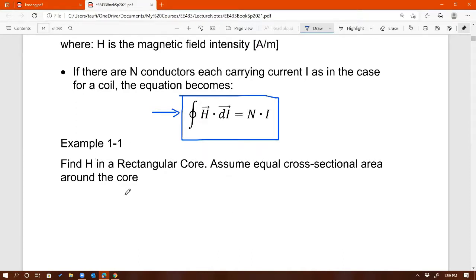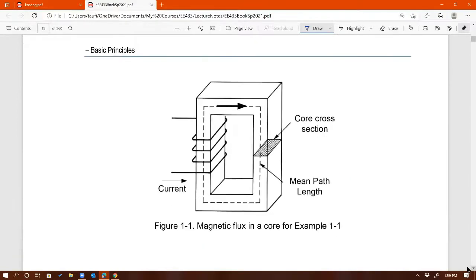Okay. Example 1, find H in a rectangular core, assuming equal cross-sectional area around the core. So that's what we have here. Now we have this coil that has n number of turns or windings, and we want to determine the field intensity around this loop. There are going to be many H values, so what we want to calculate here is pretty much the average field intensity around this loop. As you know from that equation, the further away the point of measurement is from the wire, the less the field, so that's something we need to keep in mind. So the field strength is stronger here than there, for example.